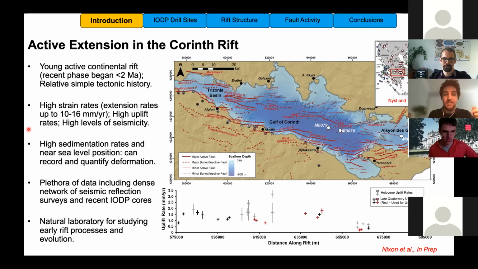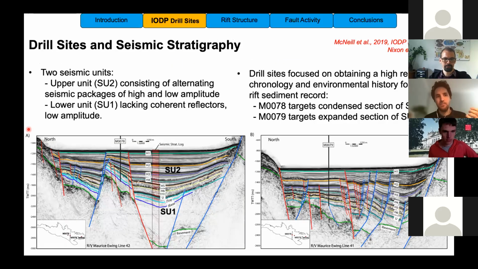So moving on to the drill sites and the seismic data. Here you can see 2 seismic reflection lines. On the left-hand side here, if you notice, we have 2 seismic units. Seismic unit 2, where we have alternating high amplitude and low amplitude packages going through it, and seismic unit 1, which lacks coherent reflectors and is generally low amplitude. And these 2 seismic units are separated throughout the rift by a regional unconformity, U here.